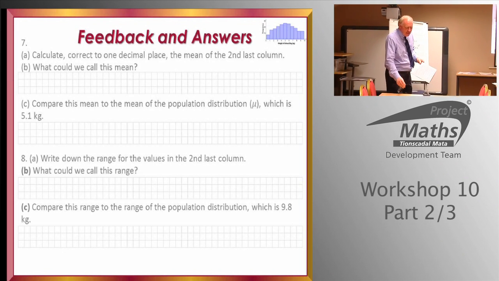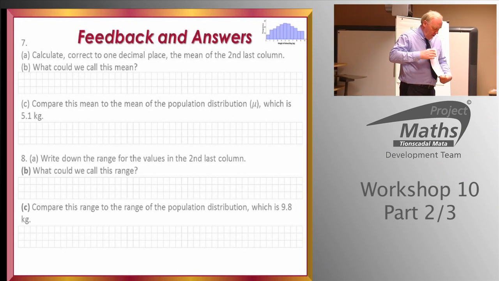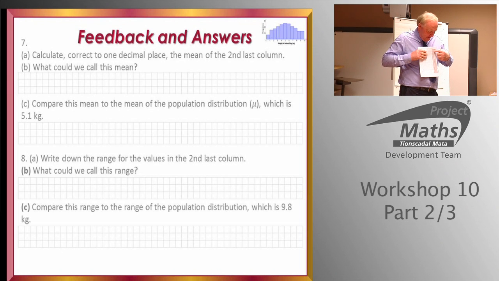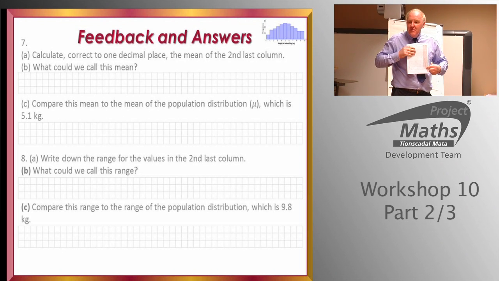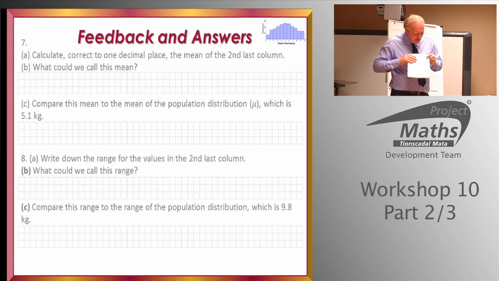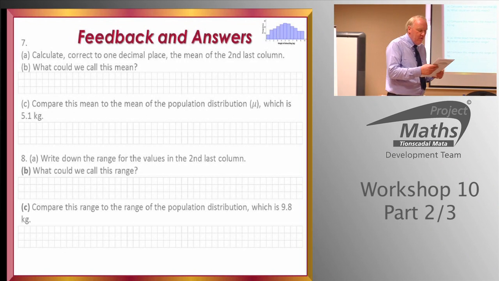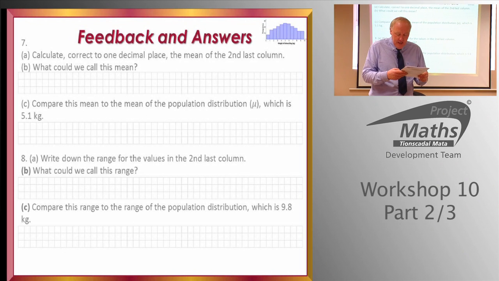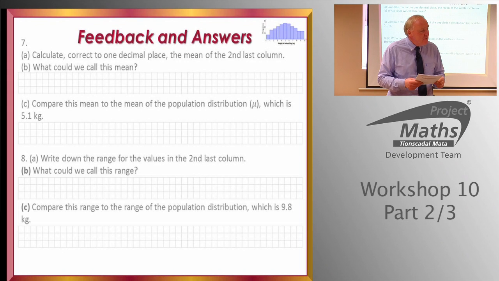Now, go to number 7, and it says find, correct to 1 decimal place, the mean of the second last column. We won't have time to do it, but what you'd actually do is take this column here and put all those in and get the mean. The numbers like 4.9, 4.8, 4.6, 4.7, 4.9, 5.5, 4.7, 4.9. Do you know those ones?